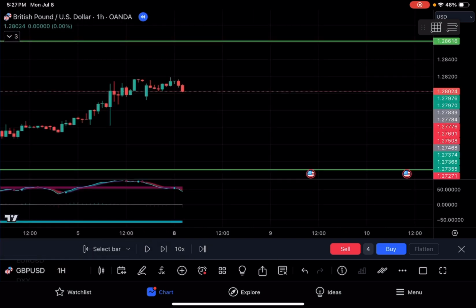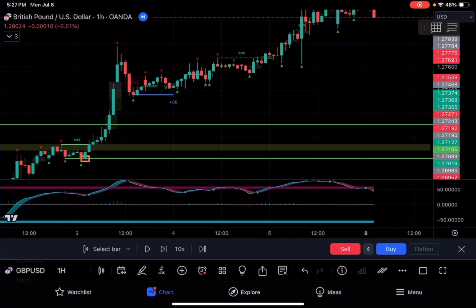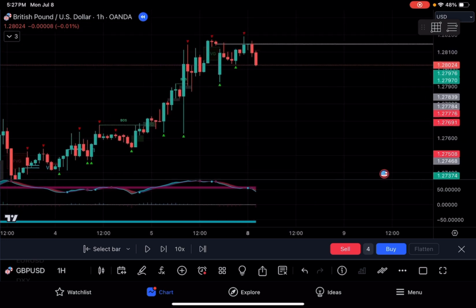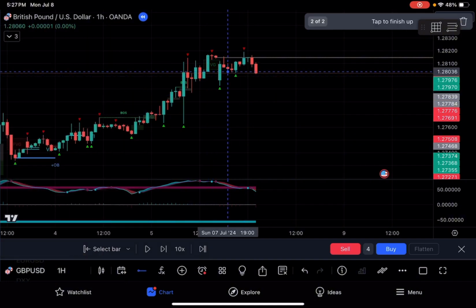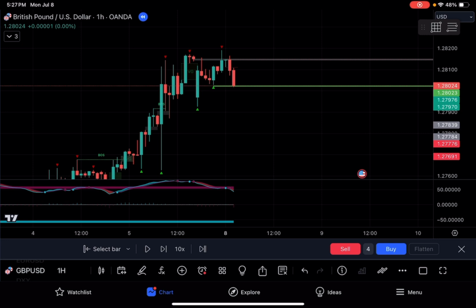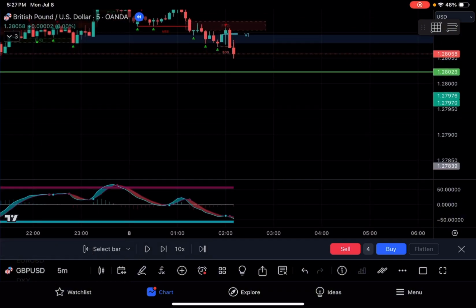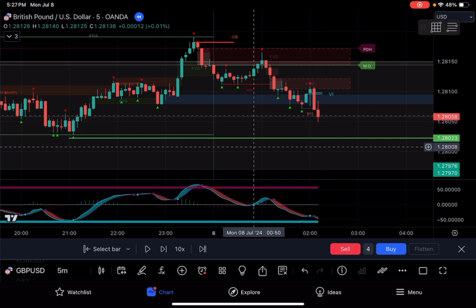So on the 1 hour, I usually use market structure. If you look at the market structure right now, it's making higher highs and higher lows. And before that, I marked the higher time frame swing low since I'm still bullish. If it's bearish, I would mark the higher time frame swing high, right? So now I'll move to my 5-minute and wait for 2 a.m. New York time to start before I take that trade.